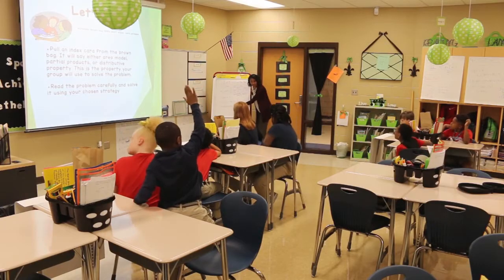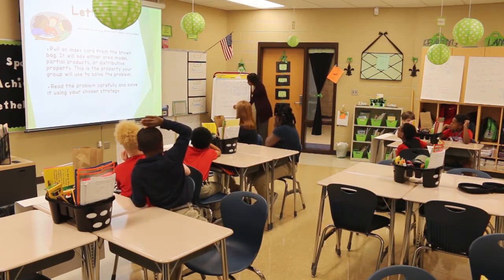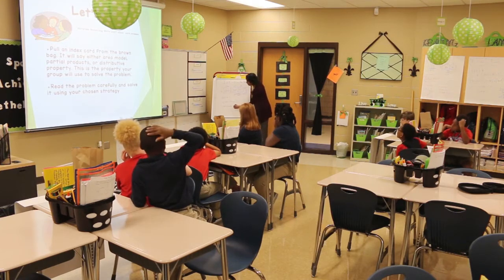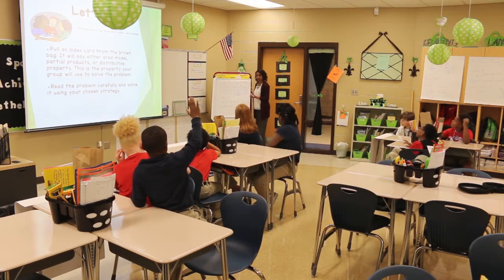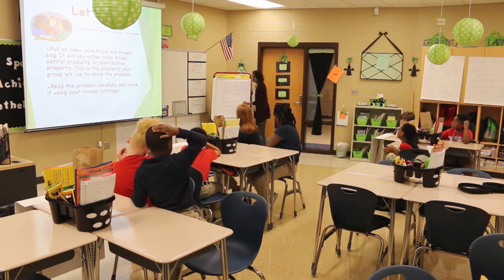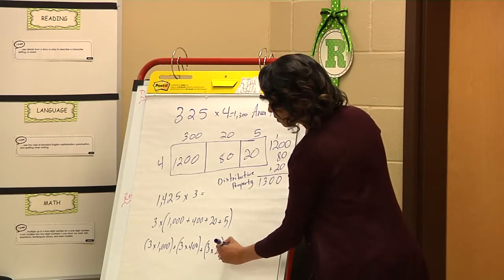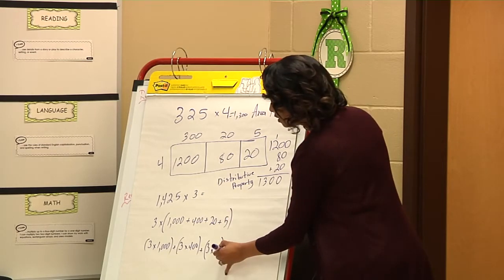What do we do next? You put the 3 times 20. What should we do now? Add the plus sign and the parentheses. What should we do next? 3 times 5. Put the plus, in parentheses. Good.